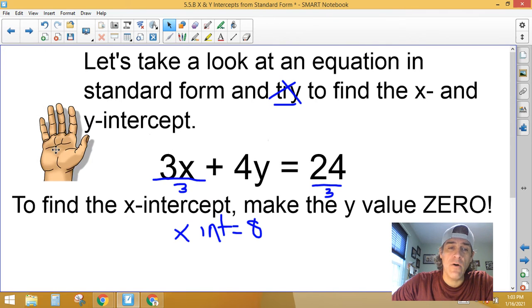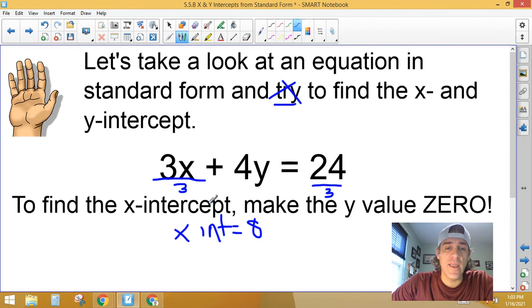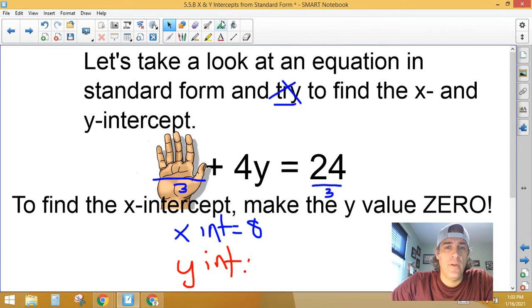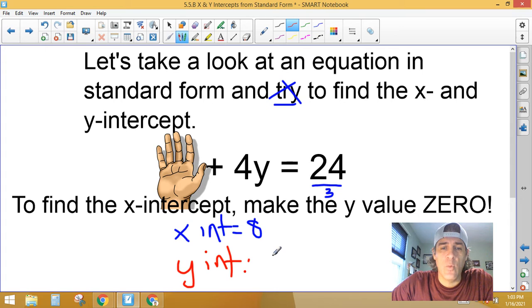Now using that same idea, can you find the y-intercept? Take a second, however long you want. I'm going to pause the video and find the y-intercept. Great. Did you cover up the x, and you're left with a one-step equation? 4y equals 24. Divide both sides, and we get the y-intercept to be 6. So this would be 0, 6 if we wanted to write it as an ordered pair, and my x-intercept would be 8, 0. Perfect. Good example.